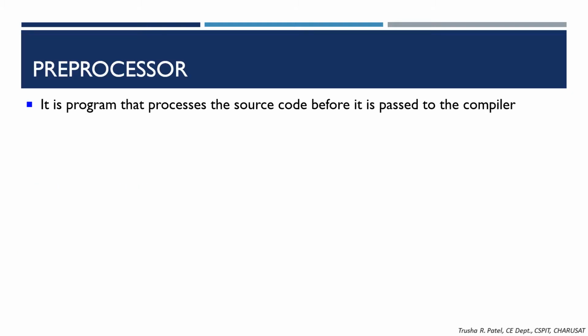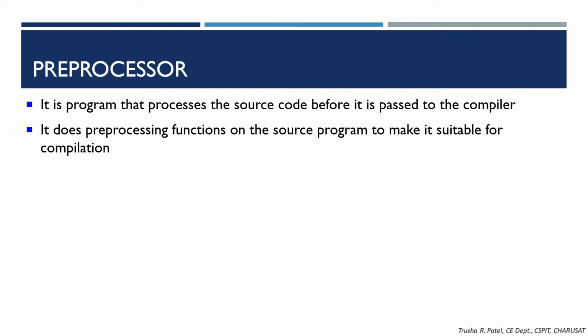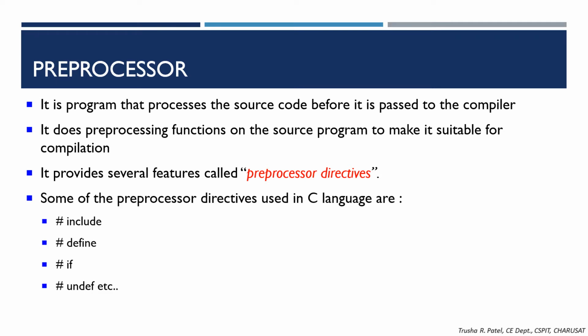A preprocessor itself is a program which will process your source code before passing it to the compiler. It does processing functions on the source program to make it suitable for compilation. It provides several features called preprocessor directives. Certain examples of preprocessor directives available in the C program are #define, #include, #if, etc.